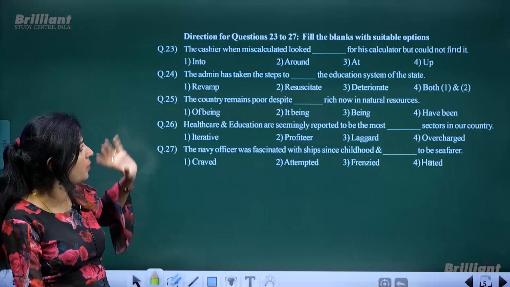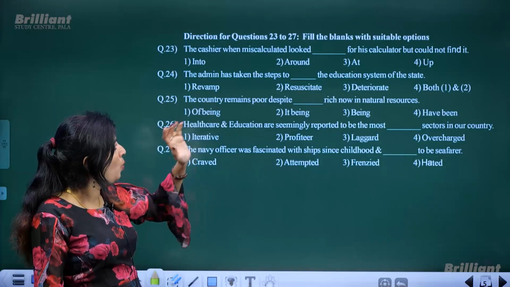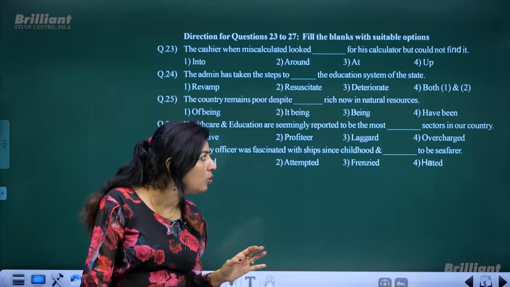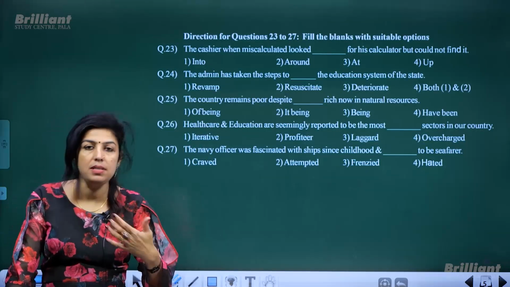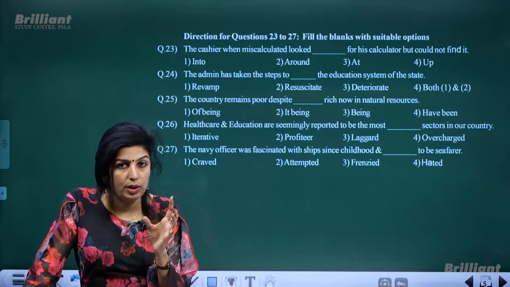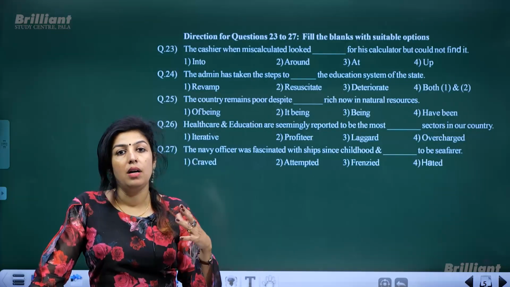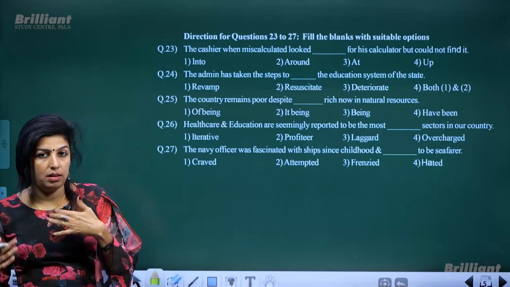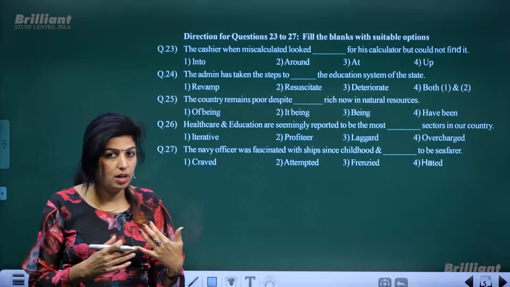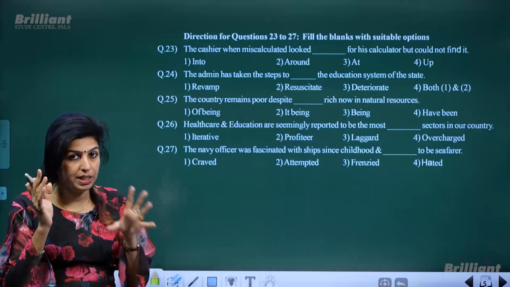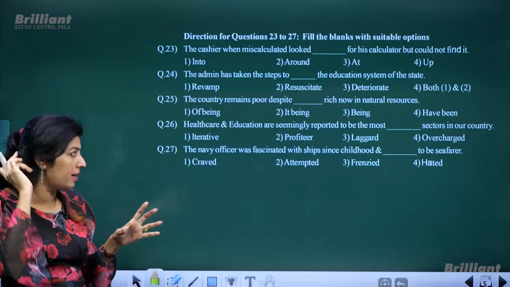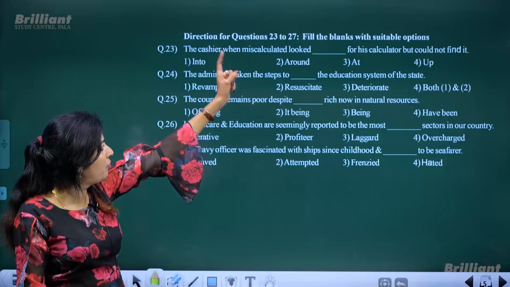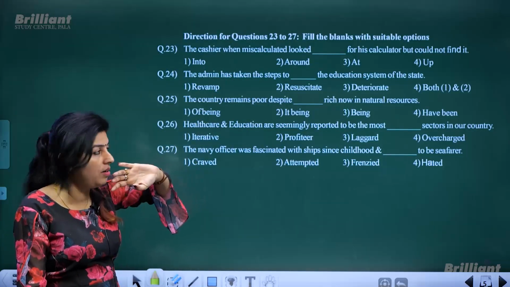First one is, or 23rd question is, the cashier when miscalculated looked dash for his calculator but could not find it. That means when the cashier tried to calculate without the use of calculator, maybe that he committed some blunders or errors, and that is why he wanted the calculator and he was searching for it. So that searching for meaning should be conveyed with the word that you choose for this blank. So the cashier when miscalculated looked for, that meaning should be conveyed.